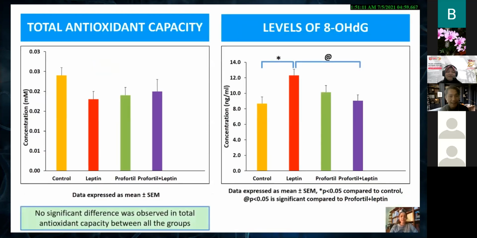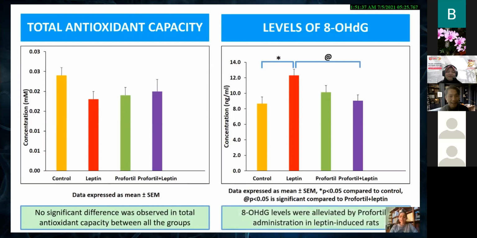No significant difference was observed in the total antioxidant capacity between all the groups. However, levels of 8-OH-DG were observed to be significantly higher in the leptin-treated rats compared to control and Profotil plus leptin-treated rats. 8-OH-DG is a marker for oxidative stress-induced sperm DNA damage. High levels in leptin-induced rats indicate that these rats may be suffering from sperm DNA damage. Profotil administration in leptin-induced rats was able to alleviate the levels of 8-OH-DG.